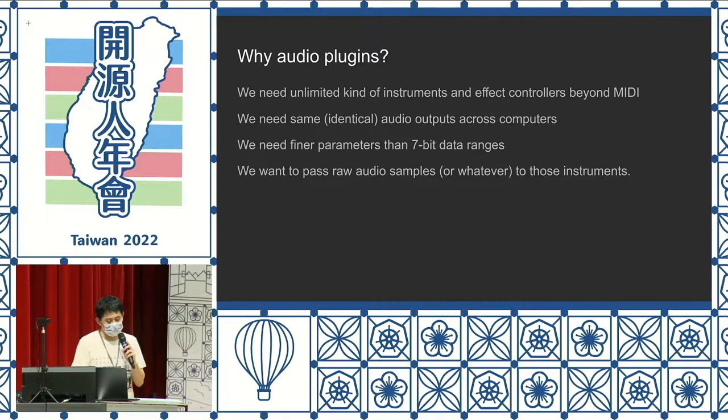what it sounds like. And we also need finer parameters, more than 0 to 127, 7-bit data ranges. It's usually enough, but sometimes not, especially when computed. And we also want to pass raw audio sample data to the plugins, especially for effectors, such as reverb or distortions or whatsoever.